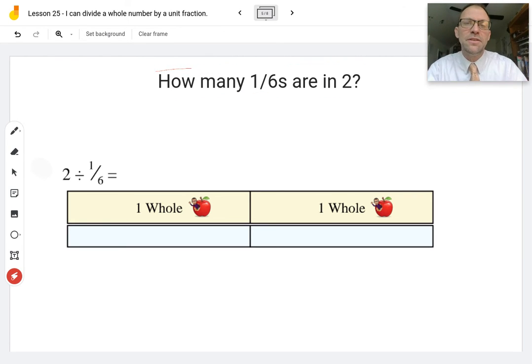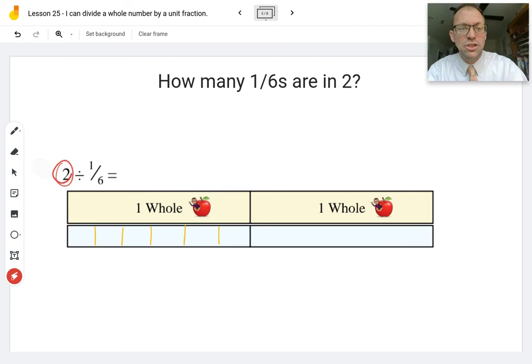And so just as we divided the apples in the last problem, we are now going to divide the bars in this problem. So in this whole bar here, one whole, we're going to divide it into 6 equal pieces. So let's do that. 1, 2, 3, 4, 5, 6. So now this one whole is divided into 6. 1, 2, 3, 4, 5, 6 sixths. Okay?